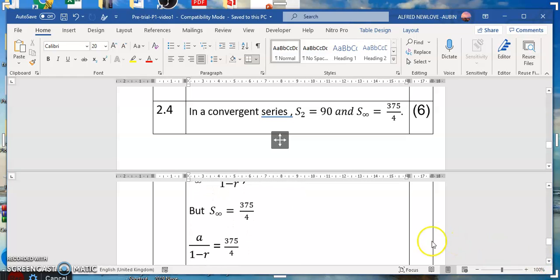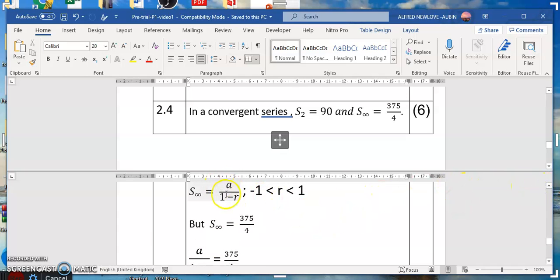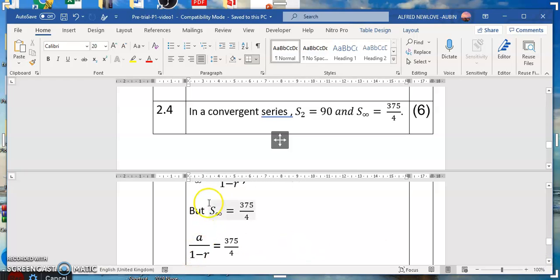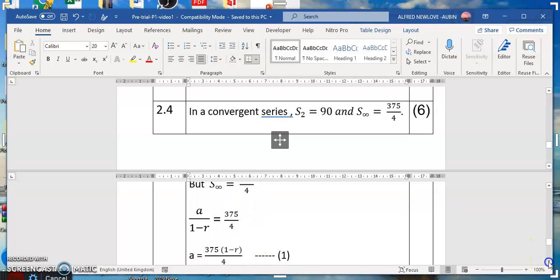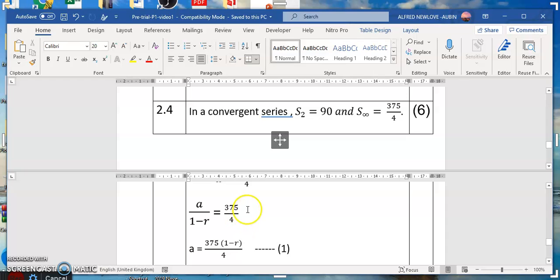So what are we going to do? Sum to infinity, which is this equation. This one, we substitute this equation there. So that equation, which is sum to infinity, should be equal to what is given. Then we make a the subject. So transpose this 1 minus r to this side, it is dividing, so it will come and multiply the numerator. So a will be equal to that, which is equation 1.